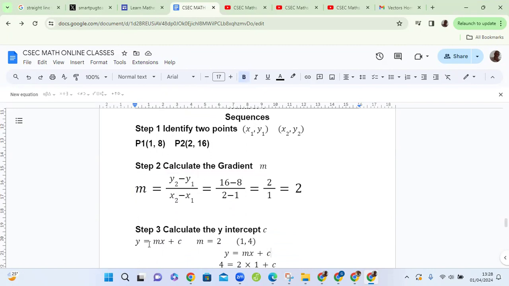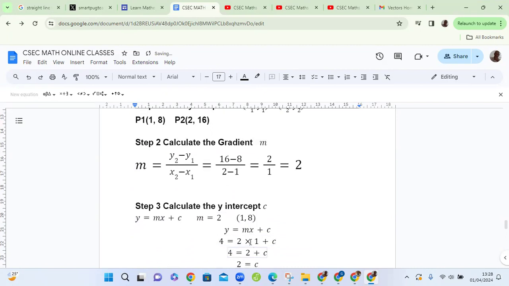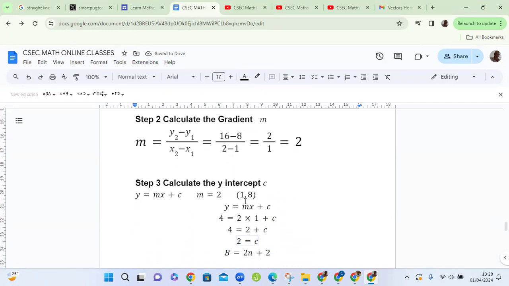M is 2. We need the equation of a straight line. Y is equal to mx plus c. M is equal to 2. And we need a point. Let's use a smaller point: 1 and 8. The reason why we're using a point is because a point has x and y in it. So 8 will come in the place of y, 2 will come in the place of m, and 1 will come in the place of x.